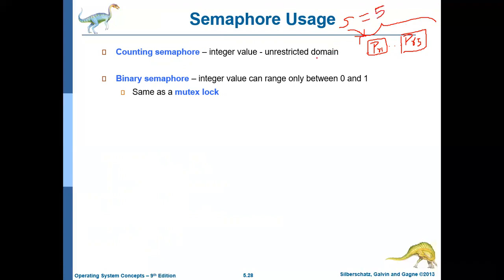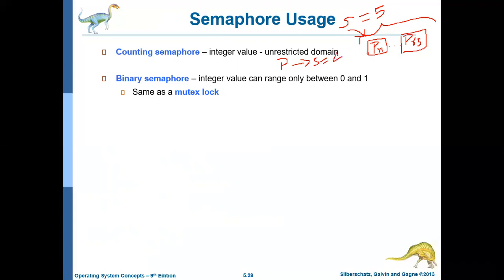If process P1 comes and says that I want a printer, then it will check what is S. S is 5, so it means 5 instances of printers are available. So it will take one printer and it will decrement S by 1. So now S will become 4.